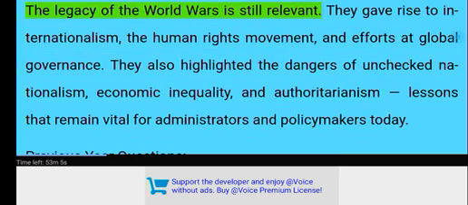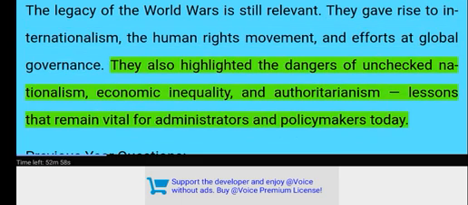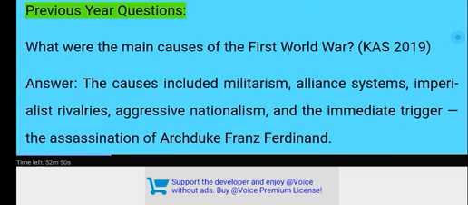The legacy of the world wars is still relevant. They gave rise to internationalism, the human rights movement, and efforts at global governance. They also highlighted the dangers of unchecked nationalism, economic inequality, and authoritarianism, lessons that remain vital for administrators and policymakers today. Previous year questions. What were the main causes of the First World War?